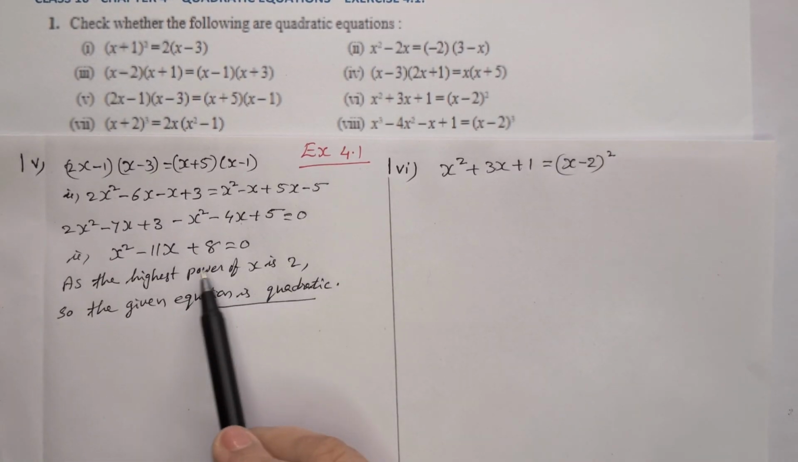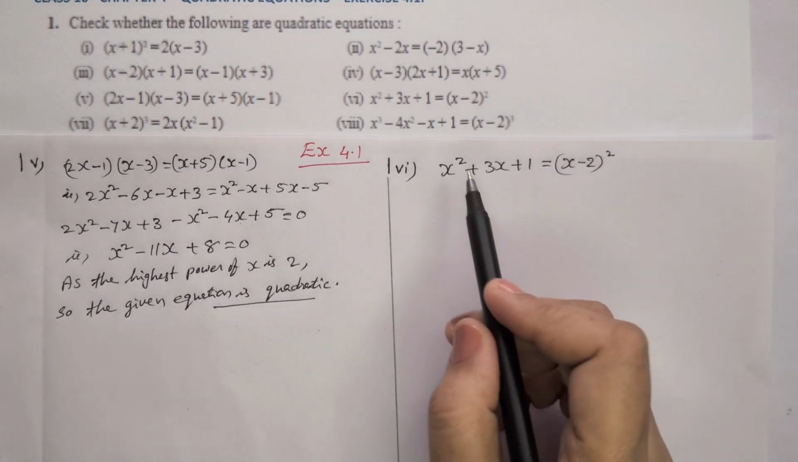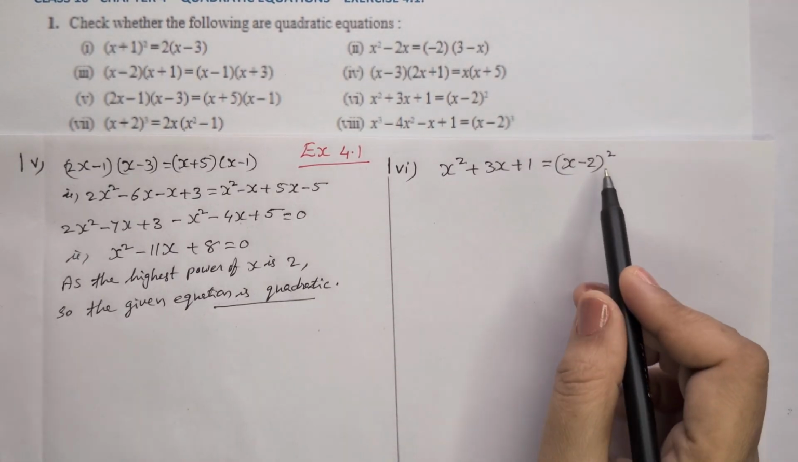So the highest power of h is 2. So the given equation is quadratic. Next one, sixth one. h square plus 3h plus 1 is equal to (h minus 2) the whole square.